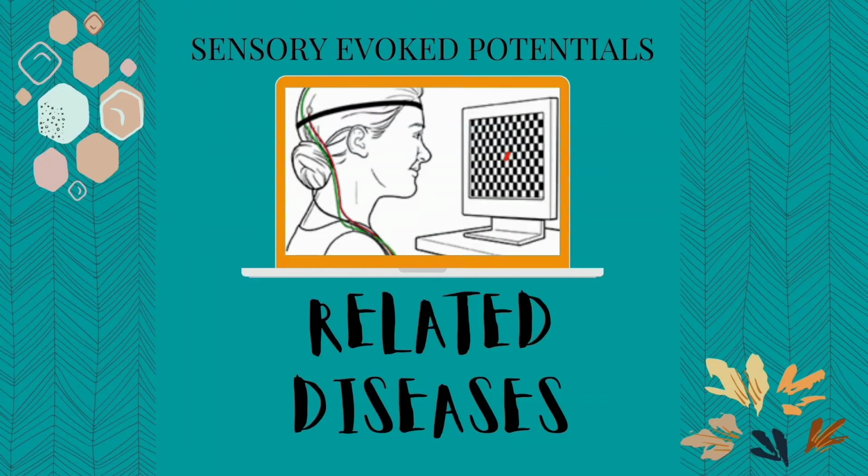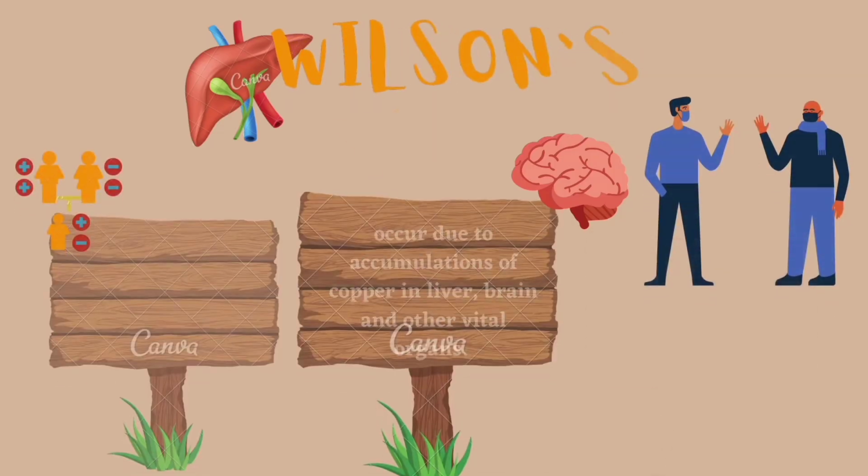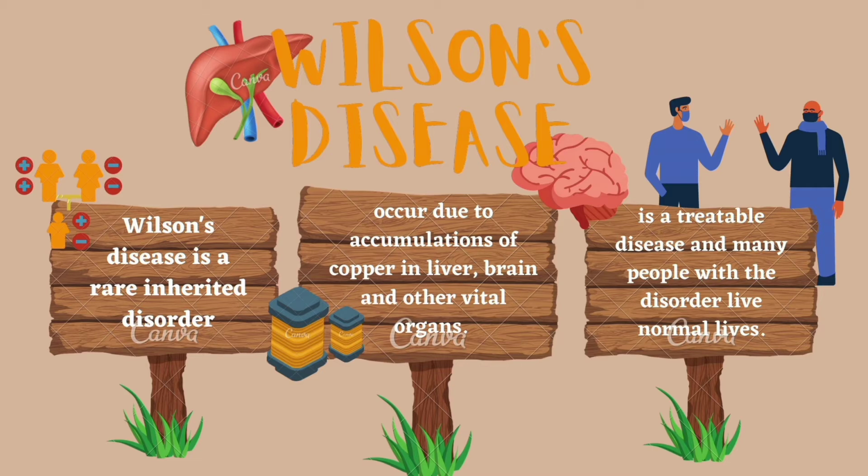Now, let's move on to sensory evoked potentials related diseases. First, Wilson's disease. Wilson's disease is a rare inherited disorder which occurs due to the accumulation of copper in the liver, brain, and other vital organs. Luckily, it is a treatable disease and many people with the disorder live normal lives.